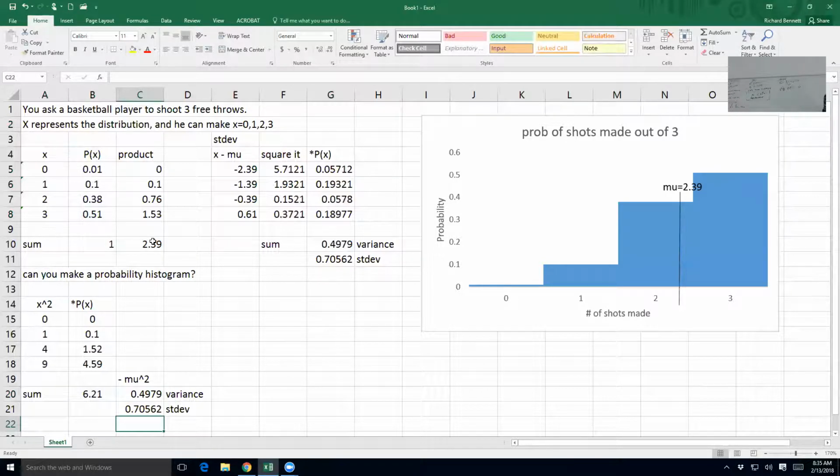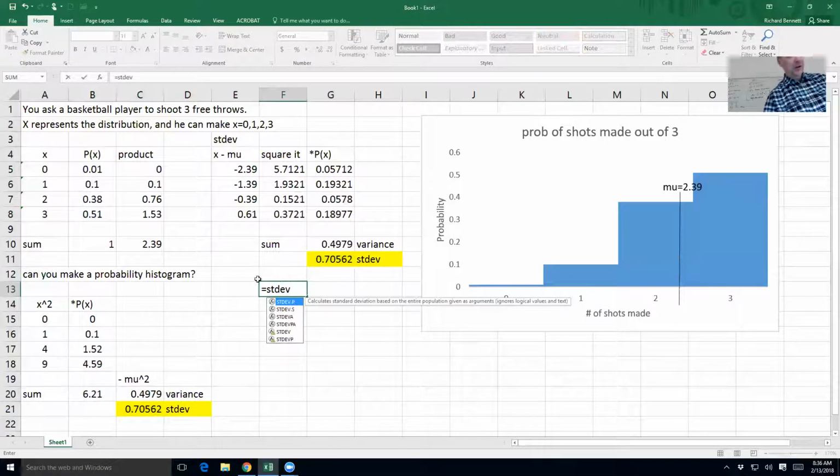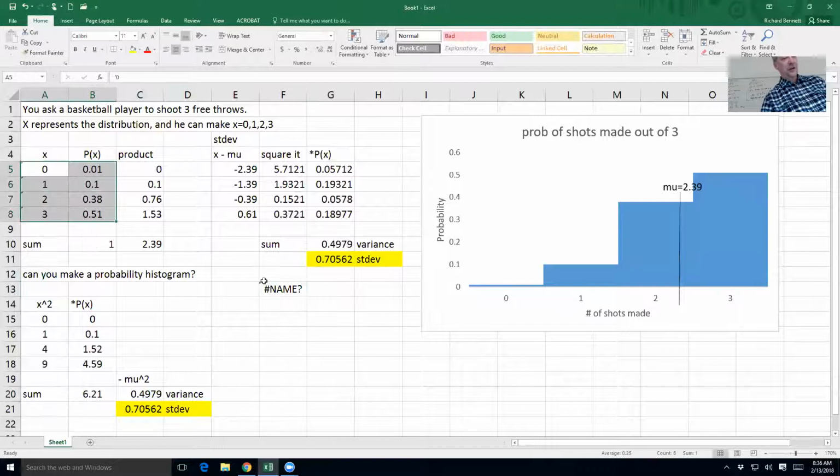Now, let me ask you a question. Do you think Excel can find this standard deviation? Yes. No. Okay, just to prove it, this is the correct answer. We've gotten it twice now. I don't care what formula you use.